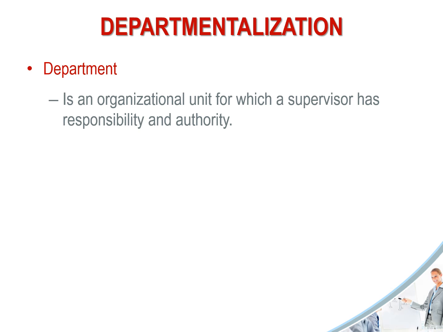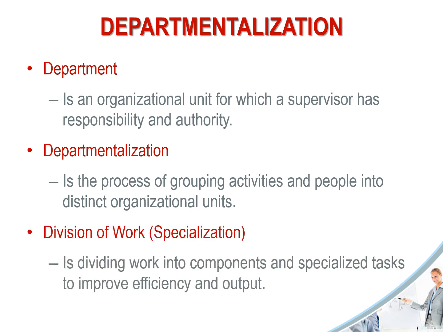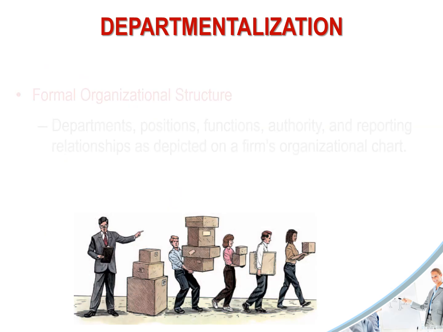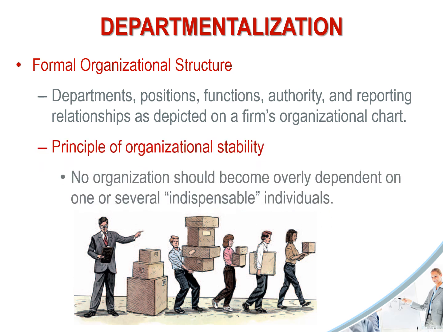A department is an organizational unit for which a supervisor has responsibility and authority. Departmentalization is a process of grouping activities and people into distinct organizational units. Division of work by specialization is dividing the work into components and specialized tasks to improve efficiency and output. A formal organization structure is the department's positions, functions, authority, and reporting relationships as defined by the organizational chart.